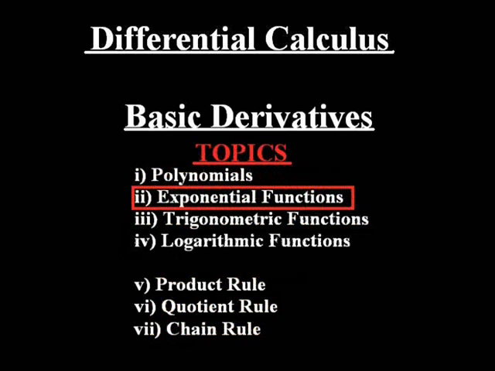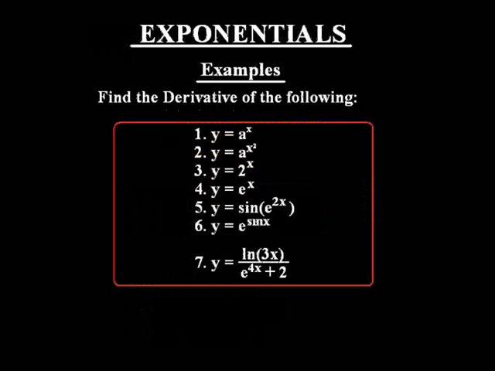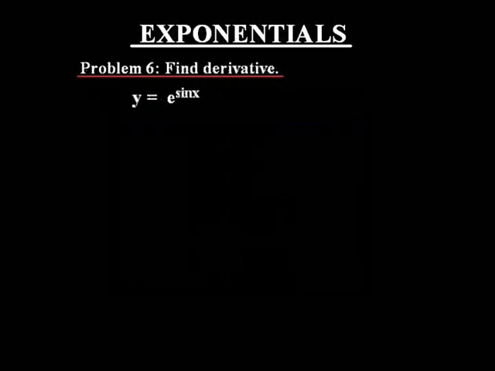We are covering exponential functions, and we are doing questions 6 and 7 in this video. So let's get started. Problem 6. Find the derivative of y equals e to the exponent sine x. We know the derivative of an exponential is a to the exponent x multiplied by ln of a multiplied by the derivative of whatever the exponent is.